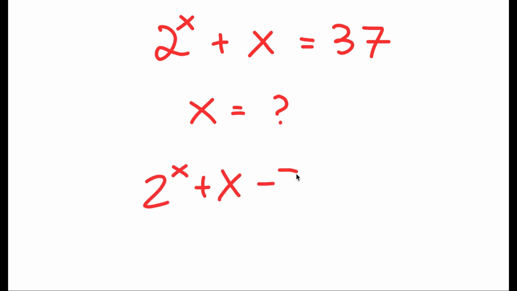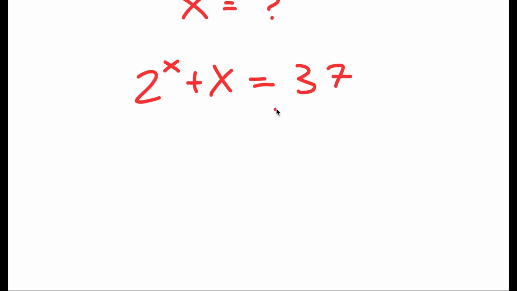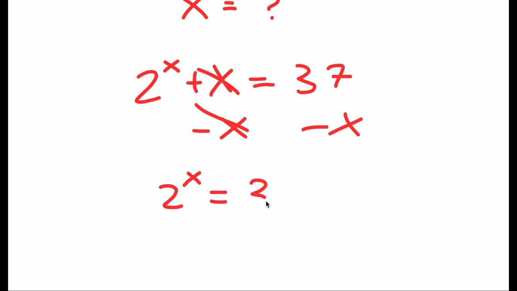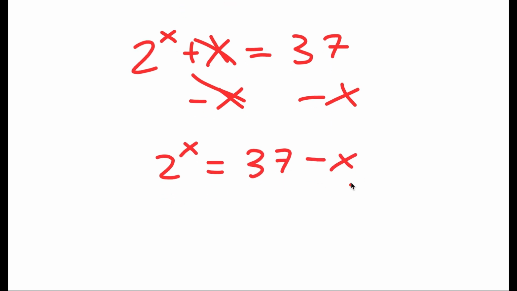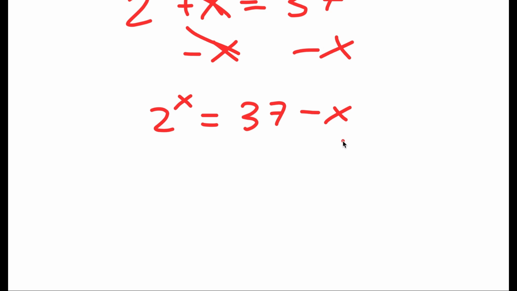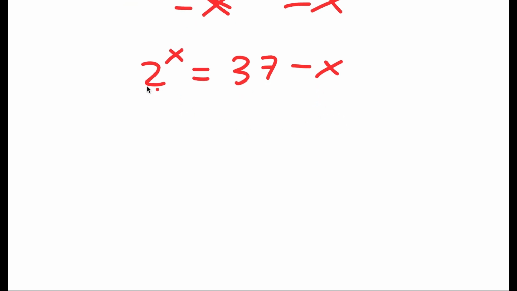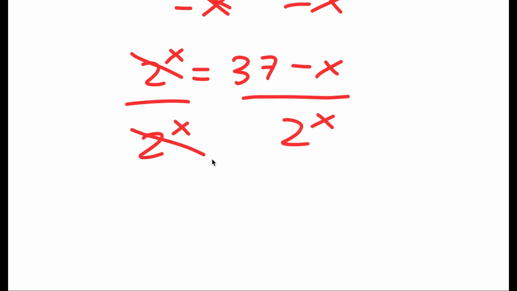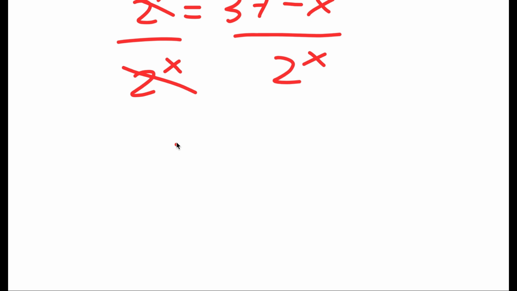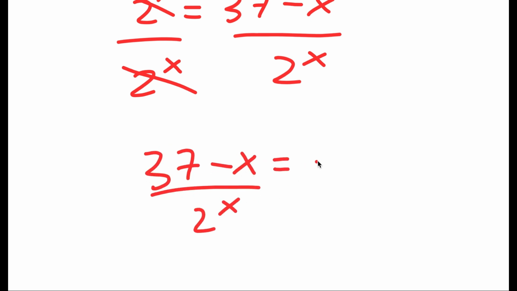So I'm going to write this right here, 2 to the power of x plus x equals 37. And I'm going to start off by subtracting x on both sides. So I get 2 to the power of x is equal to 37 minus x. Now, from here, I'm going to divide both sides by 2 to the power of x. So now these two cancel out, and I'm left with 37 minus x over 2 to the power of x is equal to 1.